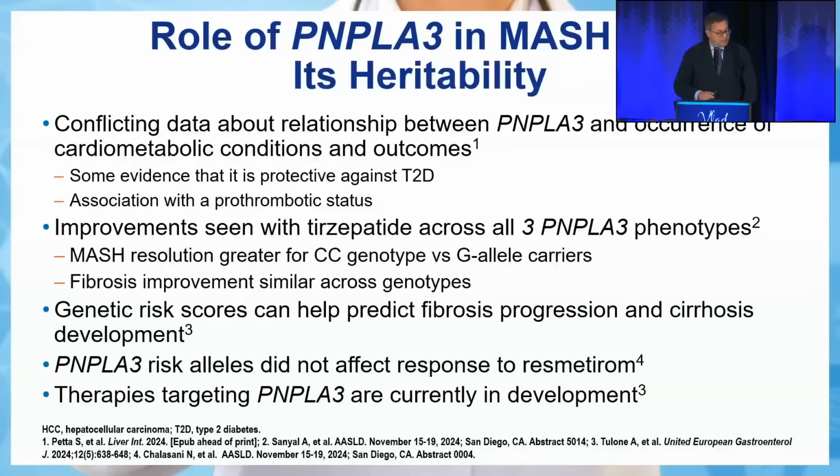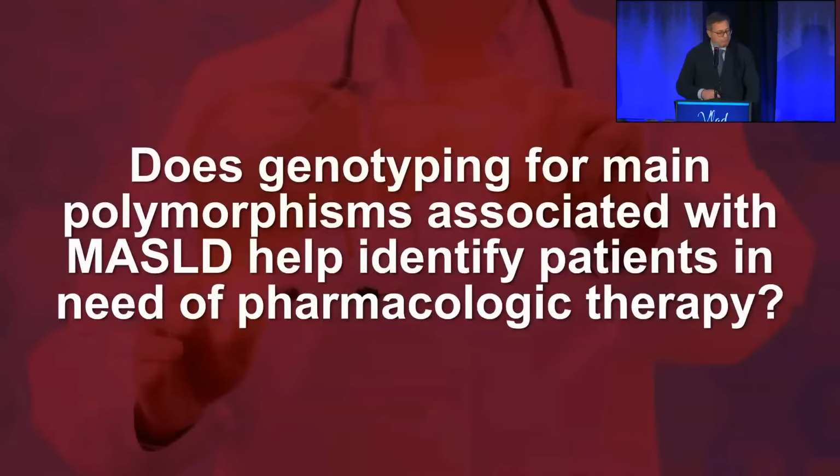So PNPLA3 risk does not affect response to Resmetirom, and based on the very important role that these polymorphisms play in the natural history of the disease, quite naturally, a lot of drugs have been developed and are now being tested that try to modulate the expression of PNPLA3 or HSD13B, which is a protective allele, in order to understand whether this will change the natural course of the disease.